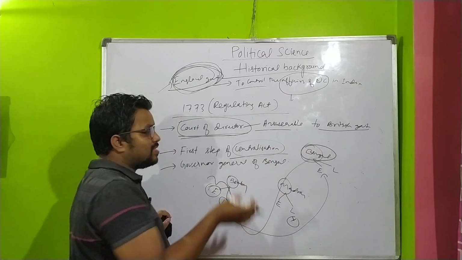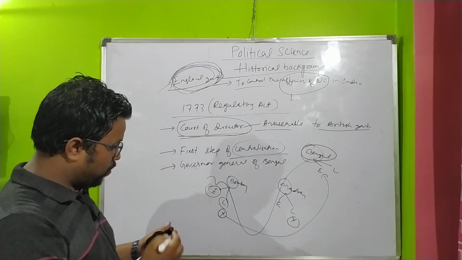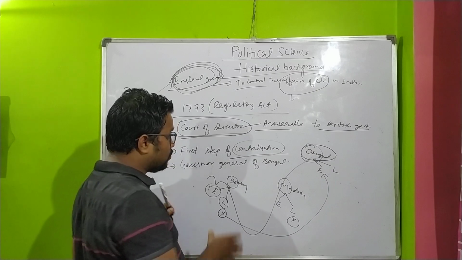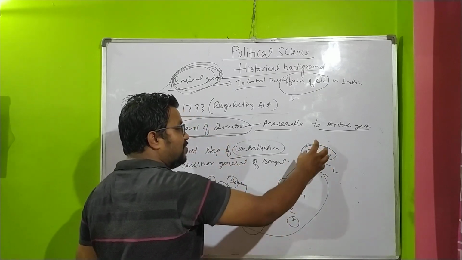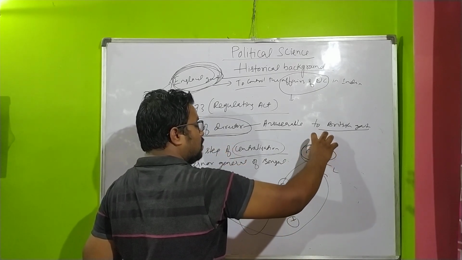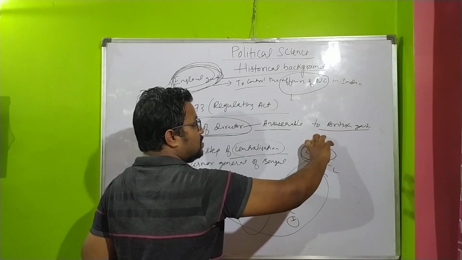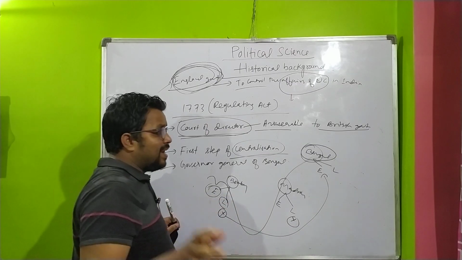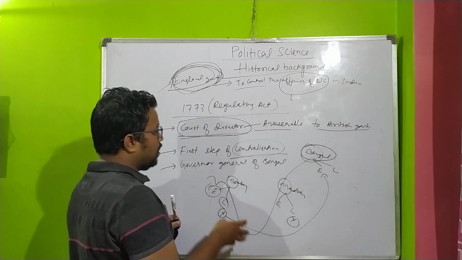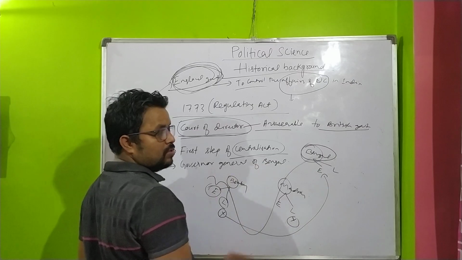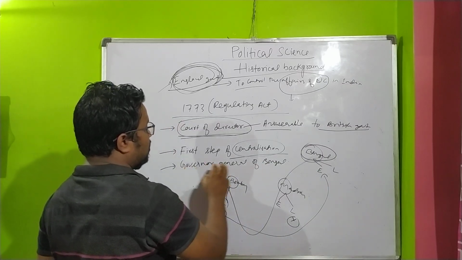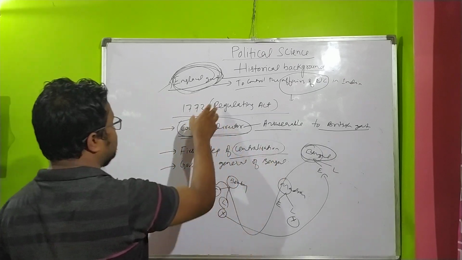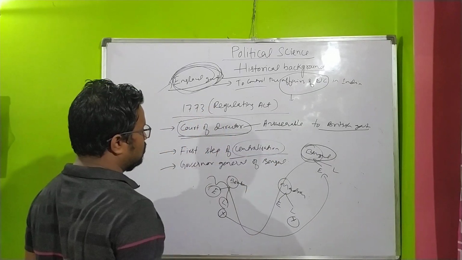Now why are they doing the centralization? Because India was a very large country, so it was very difficult for them to control all parts of India. If the power becomes concentrated, centralized at only this point, it becomes very easy for England to control India. That's why this was the first step of centralization. Okay, and the Governor of Bengal became Governor General of Bengal in 1773. It is the first step of centralization.